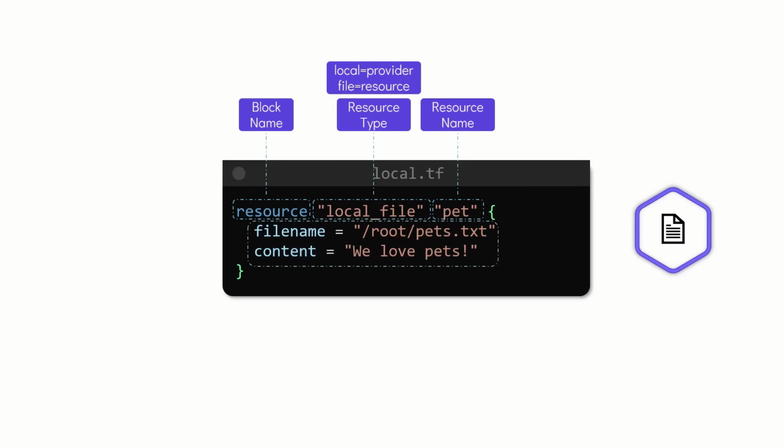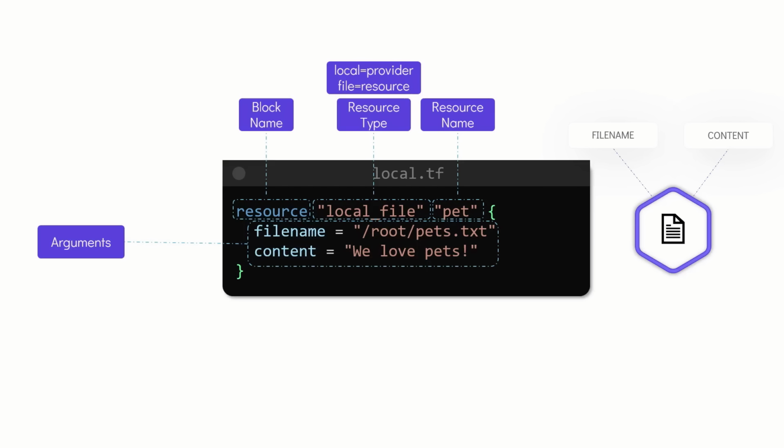And within this block and inside the curly braces, we define the arguments for the resource, which are written in key value pair format. These arguments are specific to the type of resource we are creating, which in this case is the local file. The first argument is the filename. To this, we assign the absolute path to the file we want to create. In this example, it is set to /root/pets.txt. Now we can also add some content to this file by making use of the content argument. To this, let us add the value "we love pets."